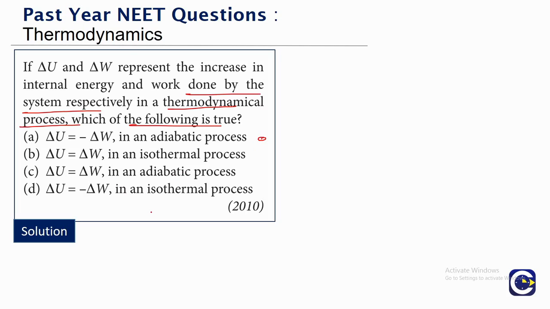Delta U is equal to minus delta W in an adiabatic process. Adiabatic process means delta Q will be 0. What is the first law? Always, so these relations are given by what?